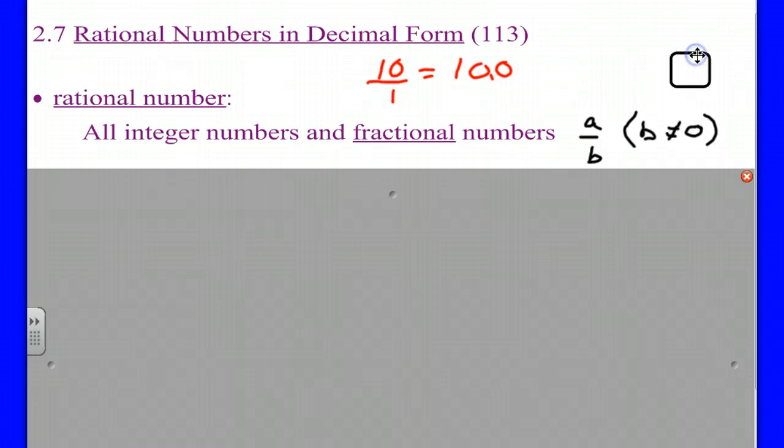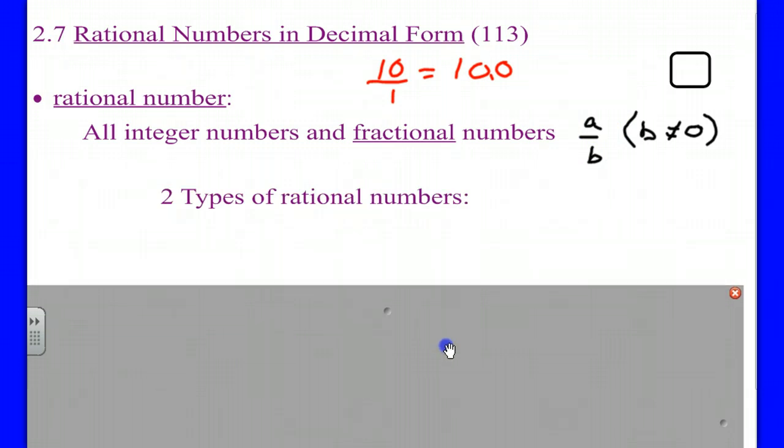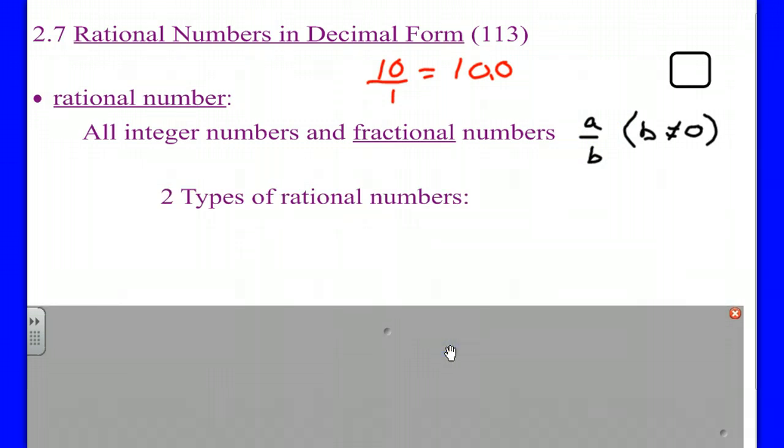Good job. Whenever we have a rule and a variable shows up in a denominator in that rule, then that denominator variable may not equal 0. If it equals 0, what would we say about that fraction? Undefined. So we can't really work with it if it's undefined. There are 2 types of rational numbers.